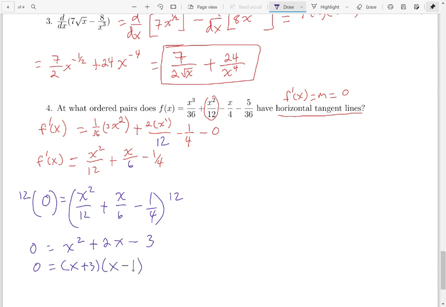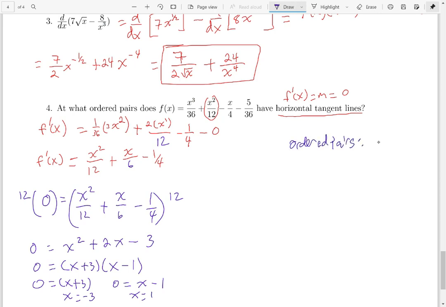Double check myself. Negative 1 times positive 3 is negative 3. 3 minus 1 is positive 2. Then we get that this is, via the zero product property, 0 is equal to x plus 3, and 0 is equal to x minus 1. And so we get that x is equal to negative 3 and x is equal to positive 1. So I get two x coordinates for my ordered pairs. But that's not the ordered pairs. Well, how can I find the ordered pairs?